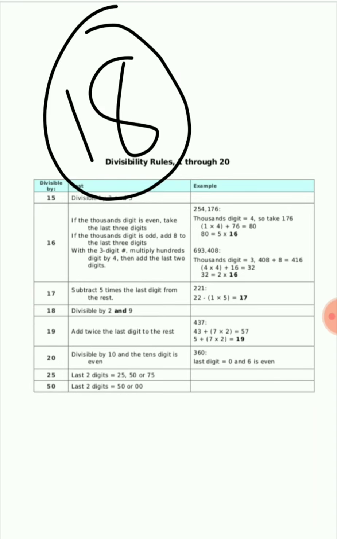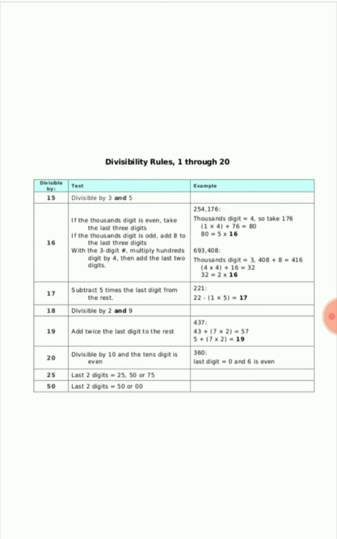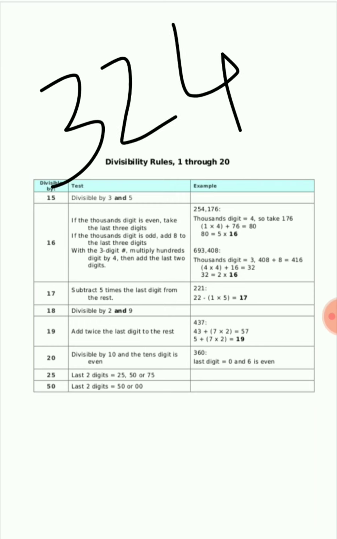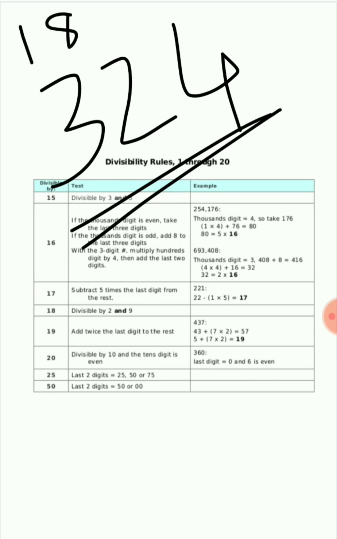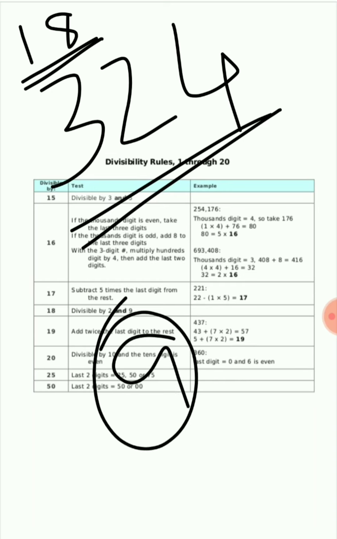Let's take an example. Let the number be 324. Is this divisible by 18? To do this, first we check divisibility by 2. The last digit is 4, so the number is divisible by 2. To check the divisibility rule by 9, we just add the digits: 3 plus 2 plus 4, 9. It is divisible by 9, hence the number is divisible by 9. Hence this number is divisible by both 2 and 9, hence this number is divisible by 18.